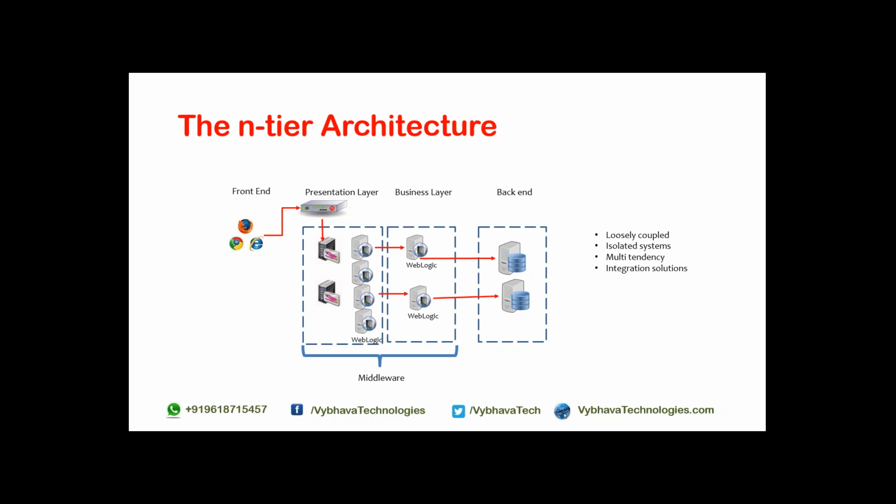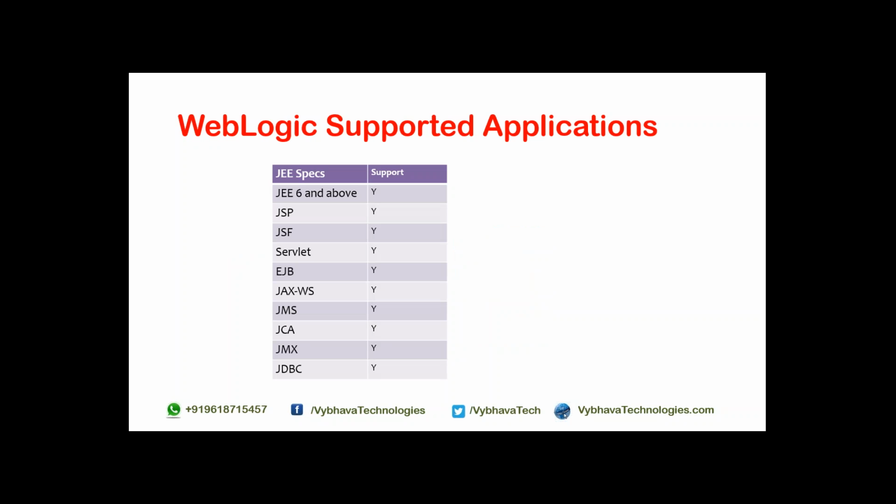The end user is a browser, and the backend is a database or storage where you store the data. What does WebLogic support? It supports all the J2EE specifications, 6 and above, up to 12c. JSPs, JSF, servlets are the presentation layer. EJBs and web services are in the middle. JMS is also in the middle. JCA is the adapter, and then JMX. The whole architecture depends on JMX, Java Management Extension.